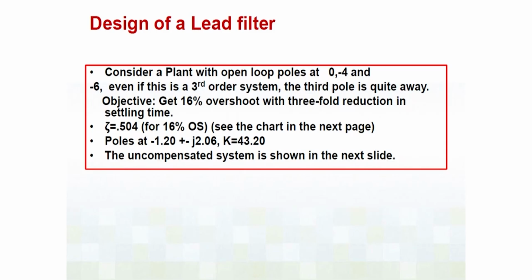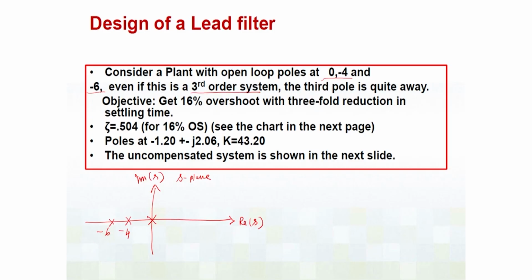Now, let us look into the design of a lead filter. So, consider a plant which has 3 poles: 0, -4, -6. That means if I again draw the S plane, this is my real of S and this is my imaginary of S. Then I have already 3 poles here. This is a type 1 system, one pole is at 0, another pole let us say is at -4 and another pole is at -6. This is what the plant is having and it is definitely a third order system.